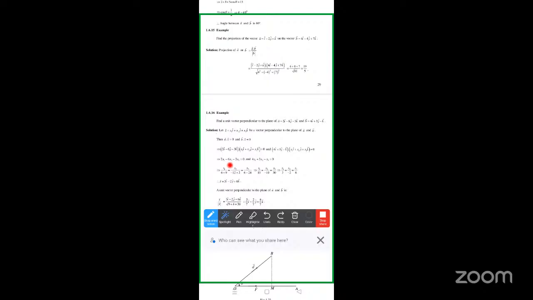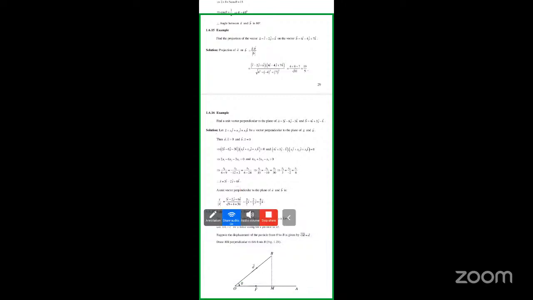So a dot x: 2x1 − 6x2 − 3x3 = 0, and b dot x: 4x1 + 3x2 − x3 = 0. Solving these two equations, we get x1 by 3 equals x2 by −2 equals x3 by 6. So therefore, the vector x bar is 3i − 2j + 6k. So this is the x bar vector.